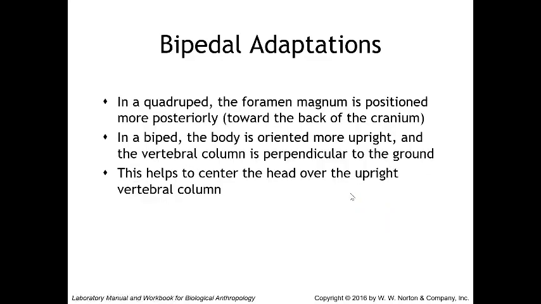So in a quadruped, the foramen magnum is positioned more posteriorly, or towards the back of the cranium. This allows the vertebral column to remain parallel to the ground while extending outward from the brain case. In a biped, the body is oriented more upright, and the vertebral column is perpendicular to the ground. Therefore, the foramen magnum of a biped is positioned more anteriorly, towards the front of the cranium, and inferiorly, on the underside of the cranium. So what this does is it helps center the head over the upright vertebral column.